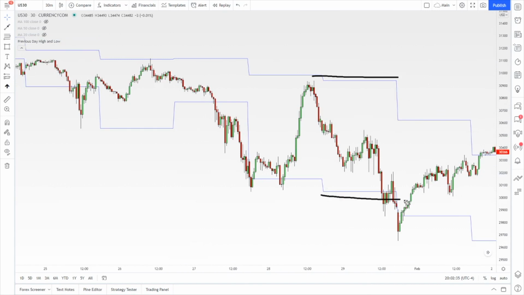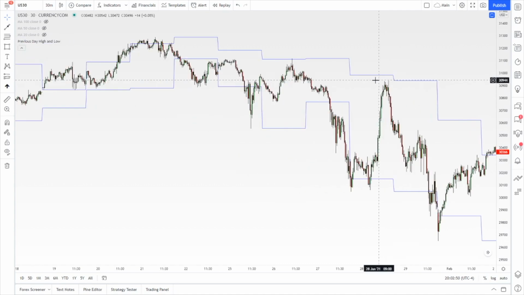Now, what do these lines tell us and how can we utilize them? Well, the lines are showing you, it's in the name, the previous day's high and low. And the reason that this matters is that high and low breakouts are something very common in markets.